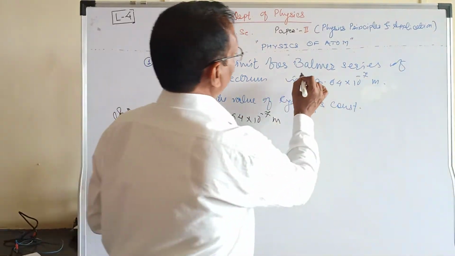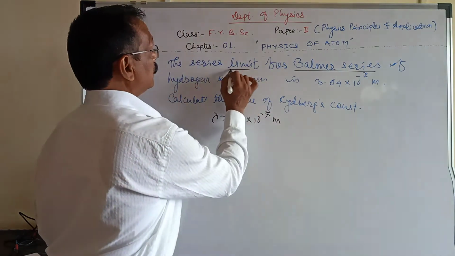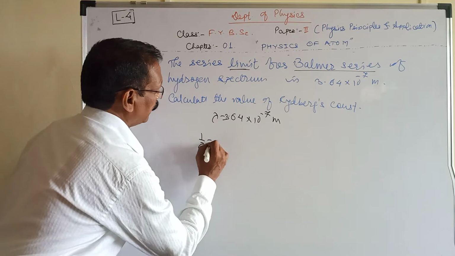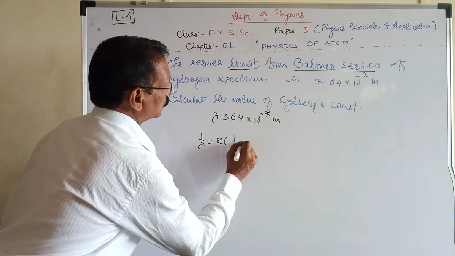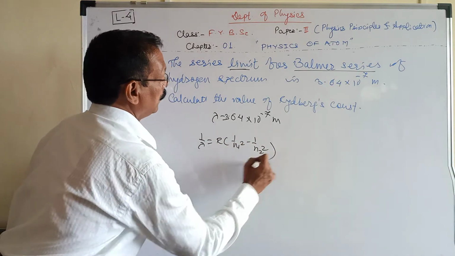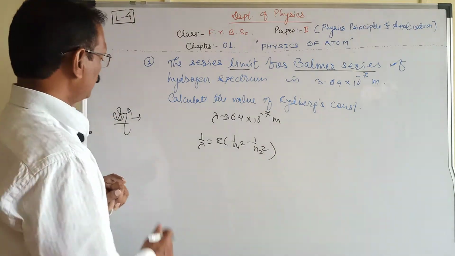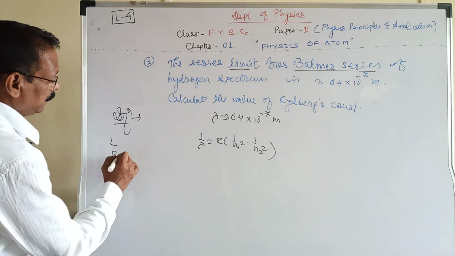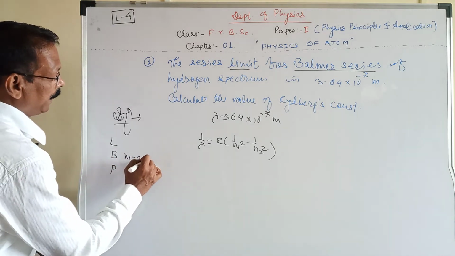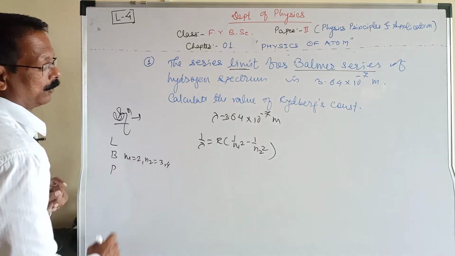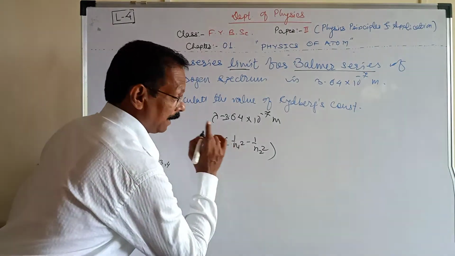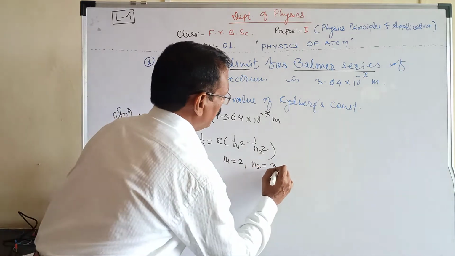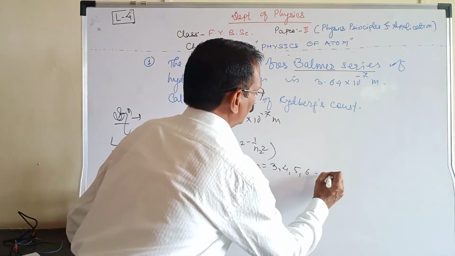Remember, the Balmer series is given, and the word limit is very important. For the Balmer series, 1 upon lambda is equal to R into (1 upon n1 square minus 1 upon n2 square). We know the Lyman series, Balmer series, Paschen series and Pfund series. In the case of the Balmer series, n1 is equal to 2 and n2 is equal to 3, 4, 5, 6 up to infinity.